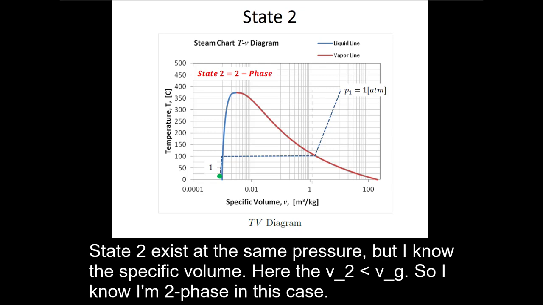State 2 exists at the same pressure, but I know the specific volume. Here, the specific volume of state 2 is less than the specific volume of the saturated vapor. So I know I'm two-phase in this case.